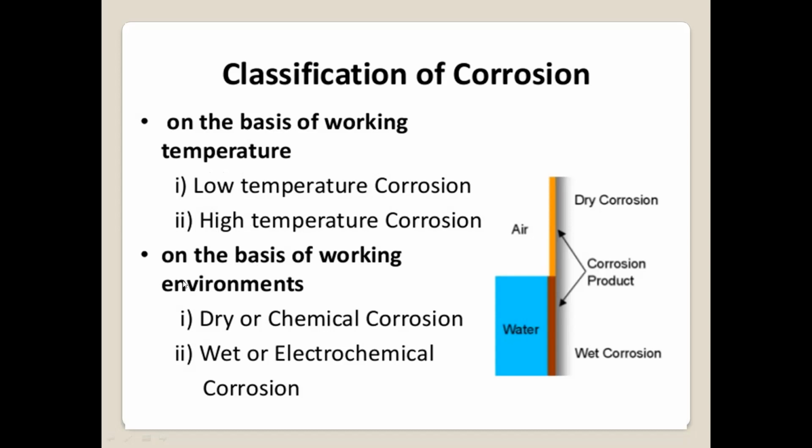Now on the basis of working environment, there are two types of corrosion. First is dry or chemical corrosion, and second is wet or electrochemical corrosion. So we see one by one. First, the dry or chemical corrosion.